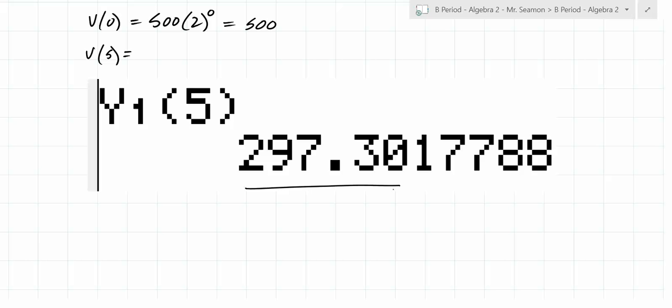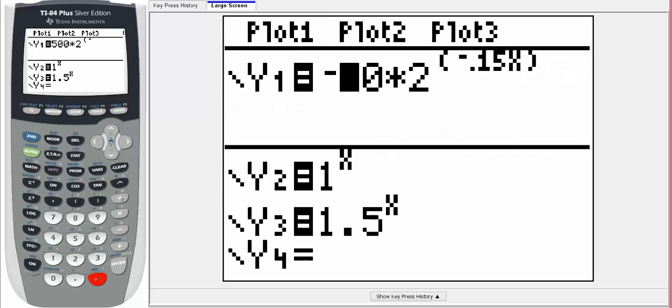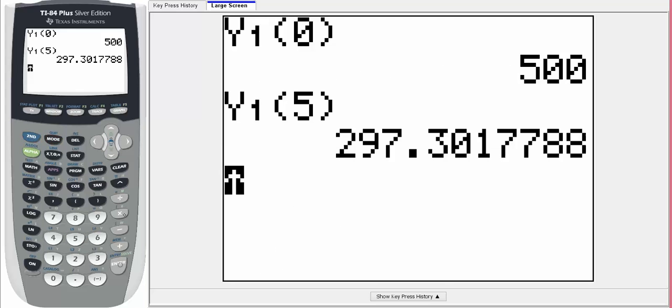What is the value of the machine 10 years after purchase? So what do you do for 10 years? You plug in 10. That's supposed to be a 500, right? Yeah. There we go. Looks like a second answer, but instead of 5, I put in what? 10.